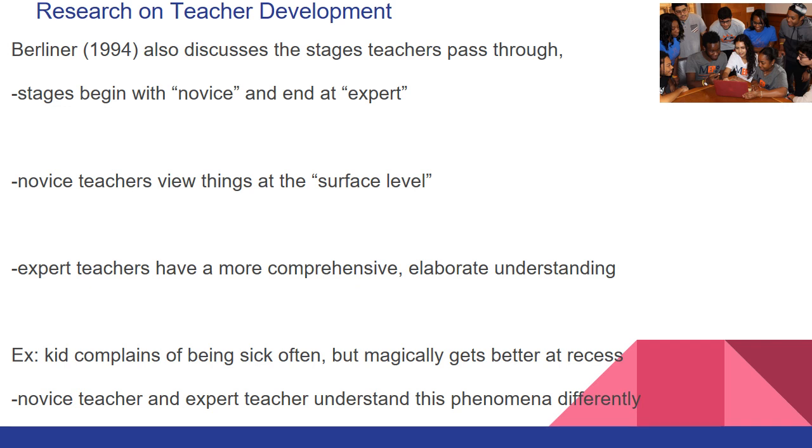Another educational researcher, Berliner, provided a different stage in which teachers pass through. And these stages began with the novice and ended at the expert level. And according to Berliner, novice teachers are different than expert teachers primarily because novice teachers view things at the surface level, but expert teachers have a more comprehensive or in-depth perspective, elaborate understanding of what is going on in the classroom.